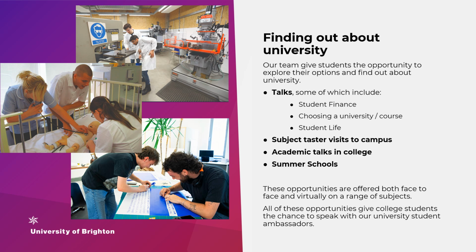Our summer schools can also be a great opportunity for students to access. So these are 3 nights and 4 days where students would come and stay in university halls and get a sense of what it's like to be a university student, exploring lectures and seminars, as well as social activities like visits to the beach and playing volleyball. All of these opportunities are offered both face-to-face, either at the university or in college, as well as online.